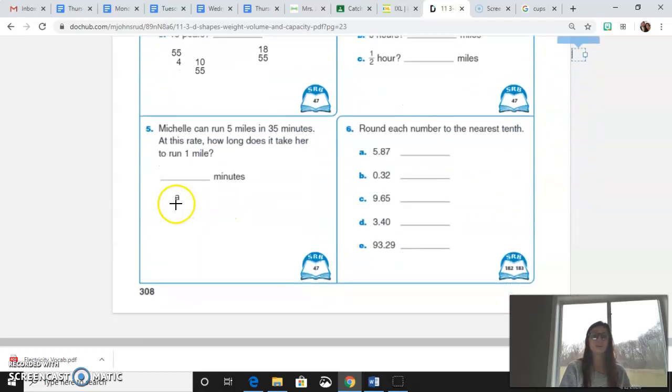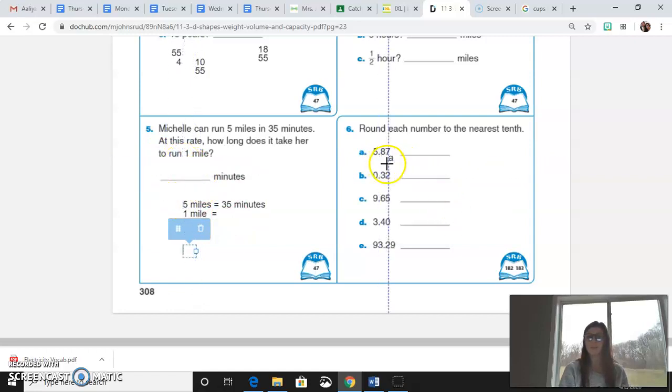For 5, Michelle can run 5 miles in 35 minutes. So 5 miles equals 35 minutes. And 1 mile would equal then how many minutes? So if I go from 5 to 1, I'm dividing by 5. So you need to figure out 35 divided by 5 is what?